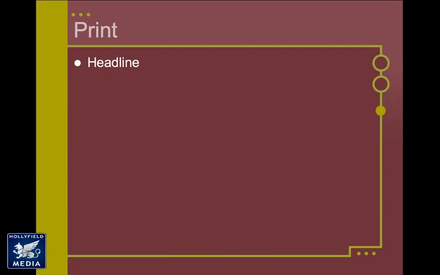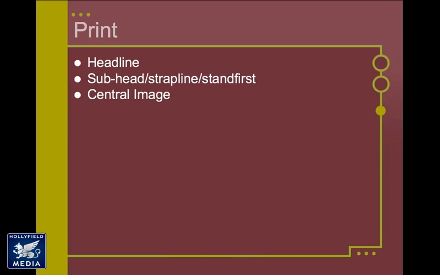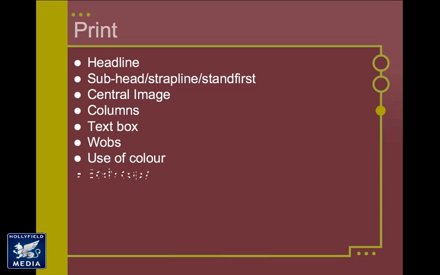Print. Obviously you need to mention the headline, the subhead, the strapline or the stand first. The other part, such as the first paragraph, is the stand first. We will have obviously already gone through these, but these are things to remind you. Central image used, whether it's in columns, the use of text boxes, the use of WOBs, white on black, use of colour, the body copy, how the main body of the text is written, the language choices, etc.